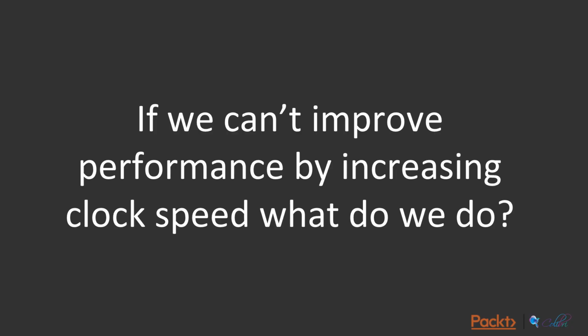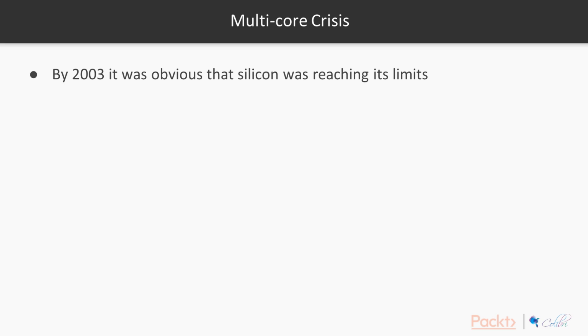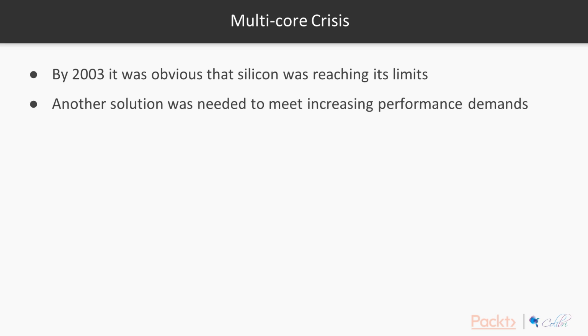So think about all those applications and all the performance improvements that we've seen from increasing clock speed. What do we do beyond 2001? If we can't improve performance by increasing clock speed, what do we do? Well, this was called the Multicore Crisis. By 2003, it was obvious that silicon as a technology and silicon as a material was reaching its limits. Another solution was going to be needed in order to meet the increasing performance demands of modern applications.